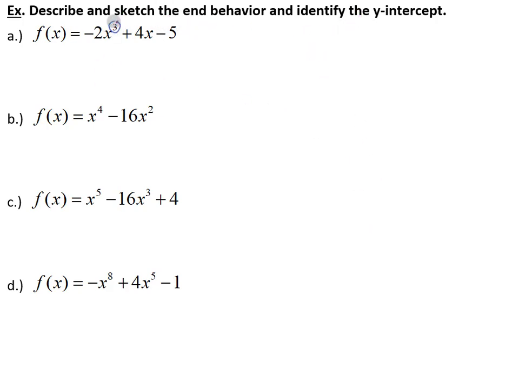So let's look at first our degree. This is an odd degree function. And that tells me my tail ends go in opposite directions. So if the right's going up, the left's going down, etc. So they go in opposite directions. And then we're going to look at our leading coefficient, which is -2. And that tells me the right side, specifically, goes down.